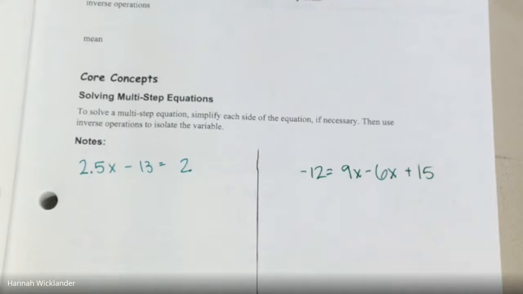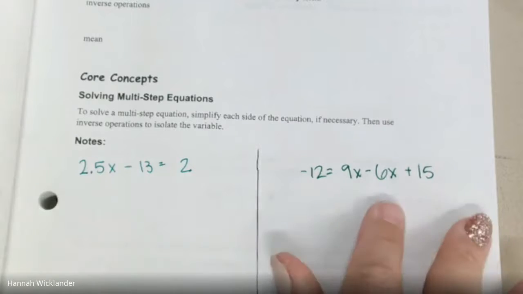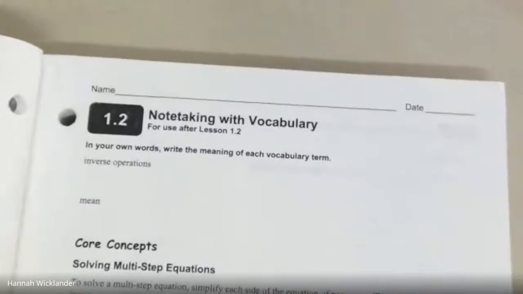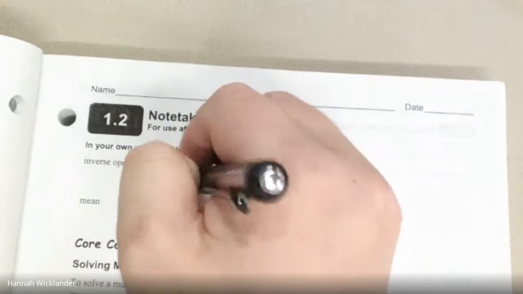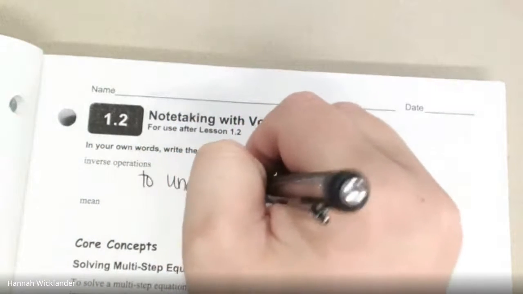That's kind of big words, but to solve a multi-step equation, what we're going to do is combine like terms if we're able to, and then isolate the variable. So get it by itself. So that's what isolate means, by using inverse operations. So in case you forgot, we talked about inverse operations on Tuesday. Inverse operations just mean to undo using the opposite.